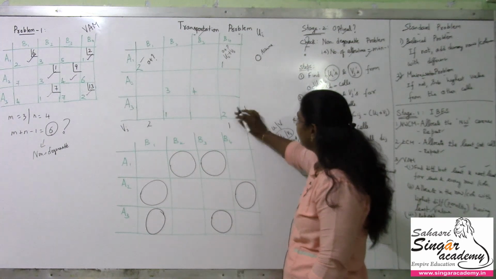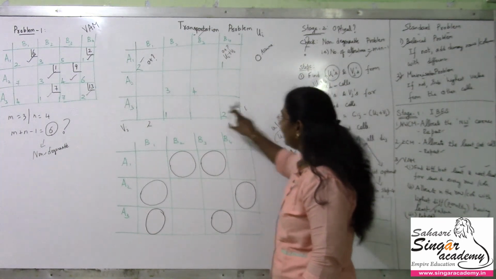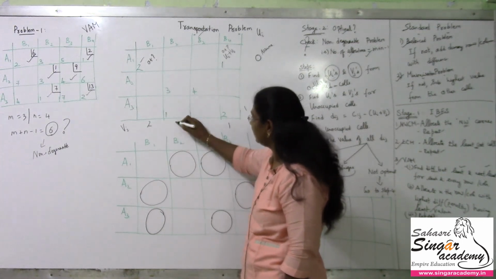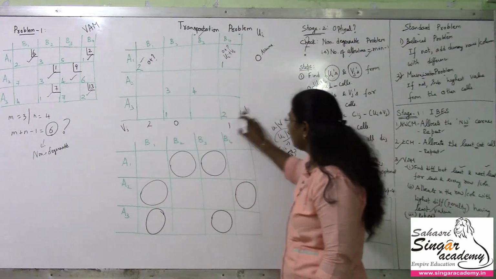1 plus 1 will give you 2. So this value should be 1. With the help of this value, I can find this value. This value should be 0. It can be any value, need not worry. So 1 plus 0 is 1.